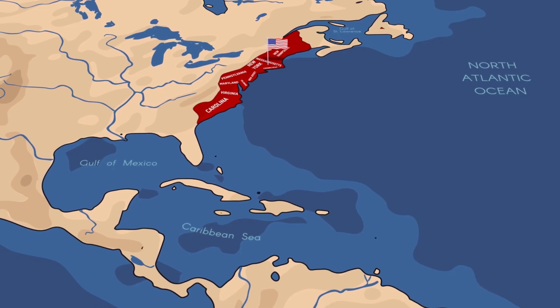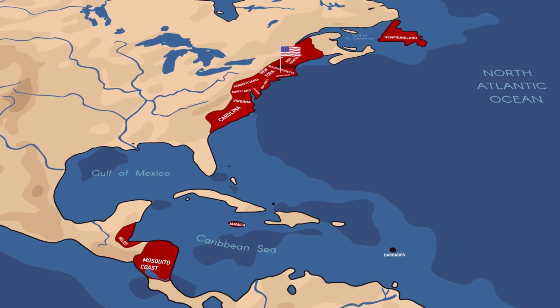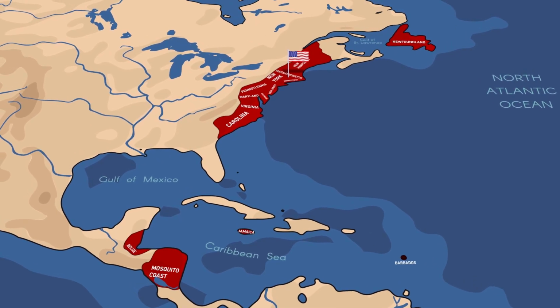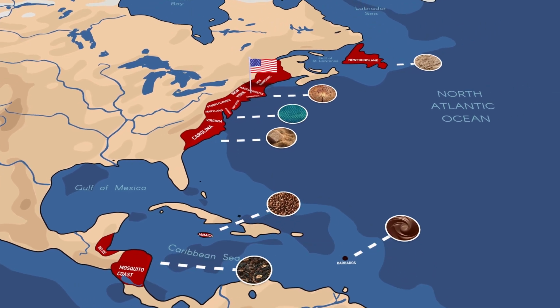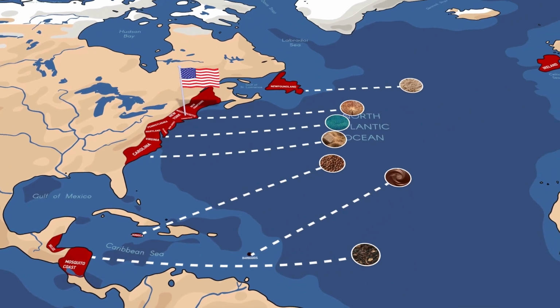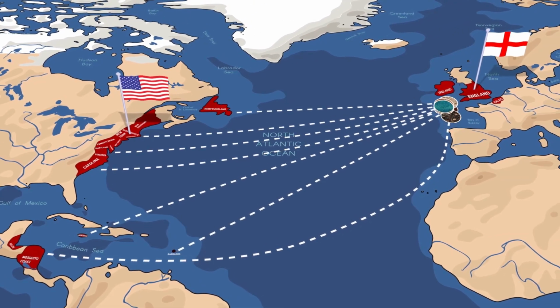They also colonized Newfoundland Island, Hudson Bay Coast, Belize, Mosquito Coast, Jamaica, Barbados, and a number of other territories in the Caribbean. All these colonies in the New World provided England with the necessary monetary and material resources for further imperial expansion in other parts of the world.